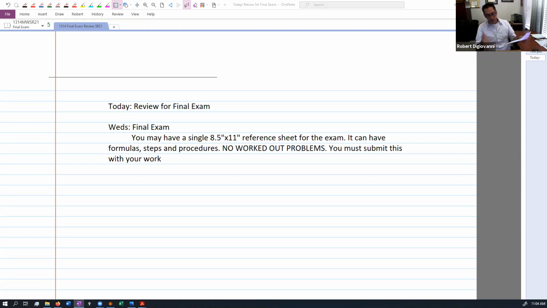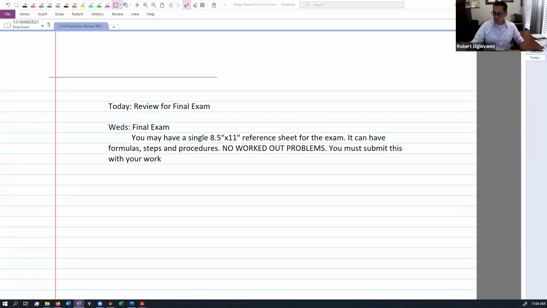There's one thing here I've written down. You can have a single 8.5 by 11 sheet of paper, front and back. You can put anything you want on this except worked out problems. So what I don't want you to do is just take the review and write down the review with all the worked out problems. That is not allowed.